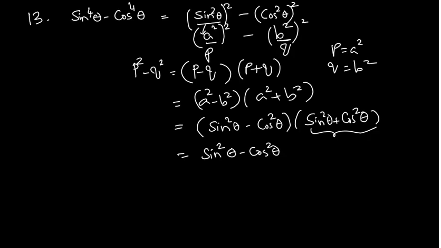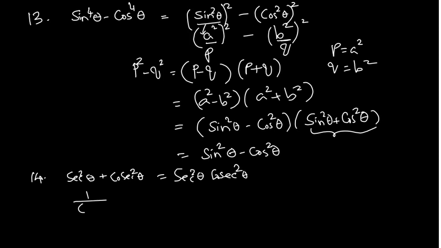So secant square theta plus cosecant square theta equals secant square theta cosecant square theta. It's easy. So write this as a reciprocal. That means 1 divided by cos square theta plus 1 divided by sin square theta. Clear, right? Secant is 1 by cos, cosecant is 1 by sin.